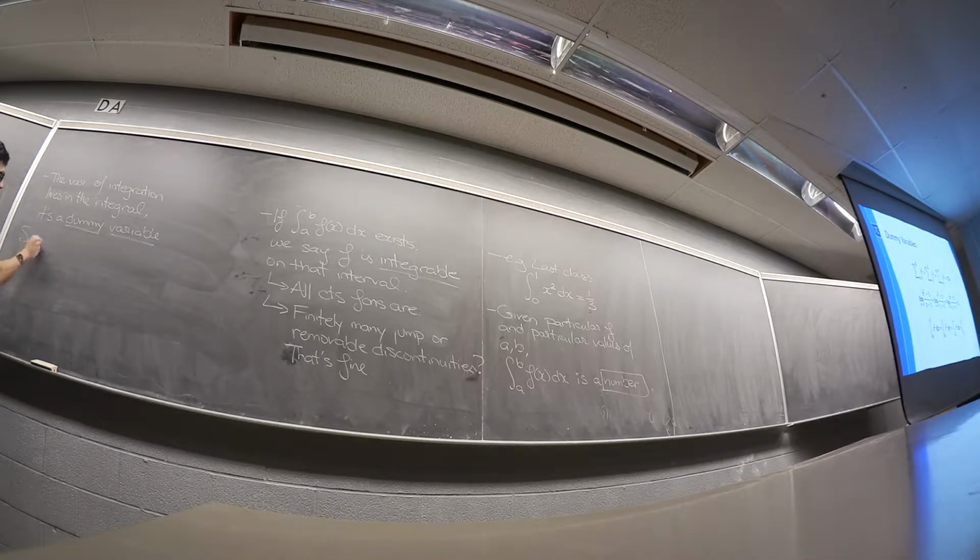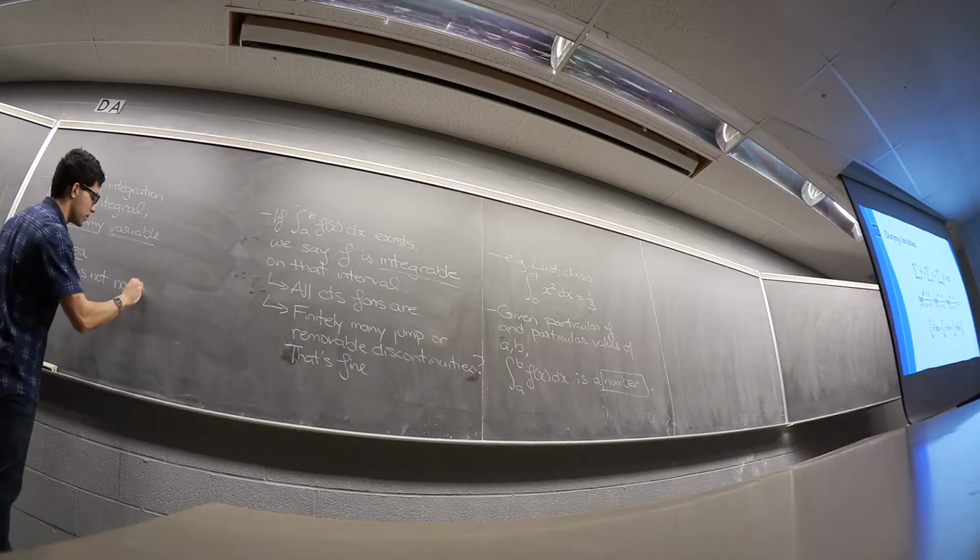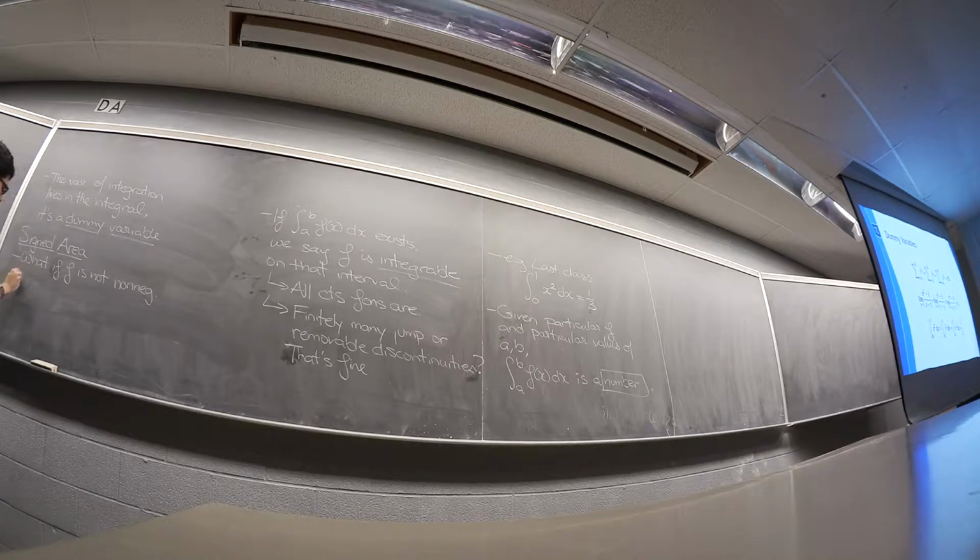Signed area. Okay, so last class we talked about getting the area under the graph of a function that's continuous and non-negative over the interval. Okay? So what if the function's not continuous? What if the function's not non-negative? Or in other words, what if the function is sometimes negative over the interval?